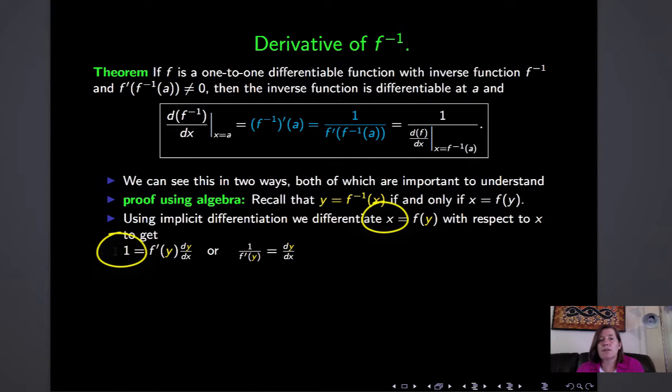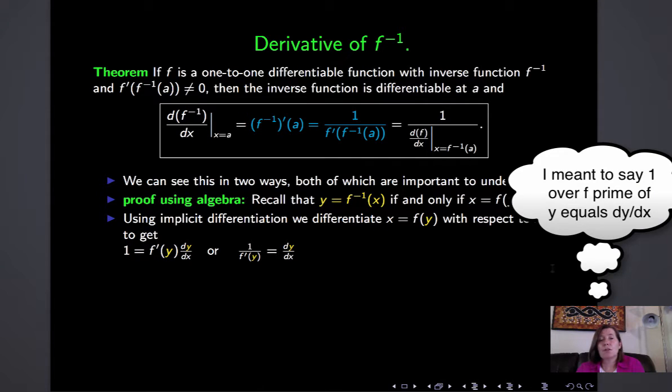The derivative of the left-hand side with respect to x is 1, and for the right-hand side, I have to use the chain rule. The derivative is the derivative of f with respect to y times the derivative of y with respect to x. And now I can rearrange that equation by dividing across by f prime to get 1 over f prime of y is dy dx.